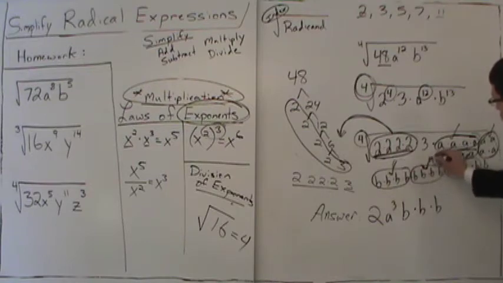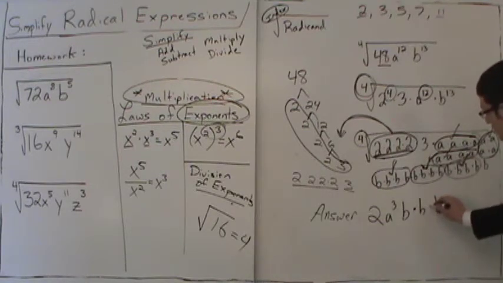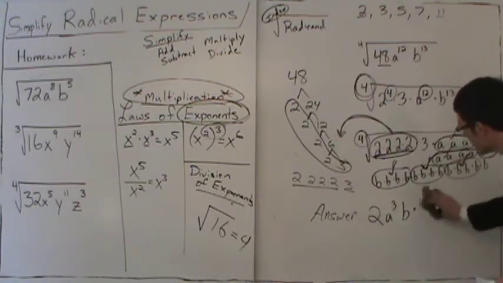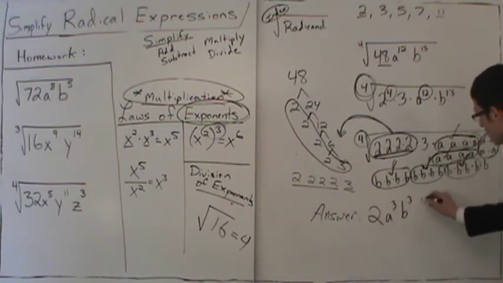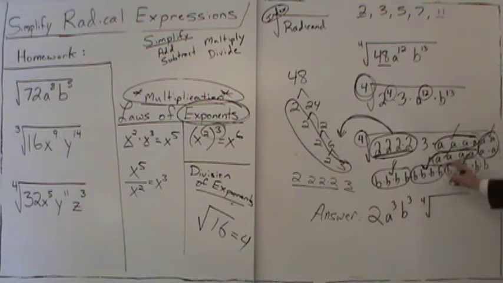Since we have 1, 2, 3 groups, we multiply the 3 B's together and we get B to the what? B to the 3rd. Okay? And now we write our fourth root, and whatever is not circled remains.